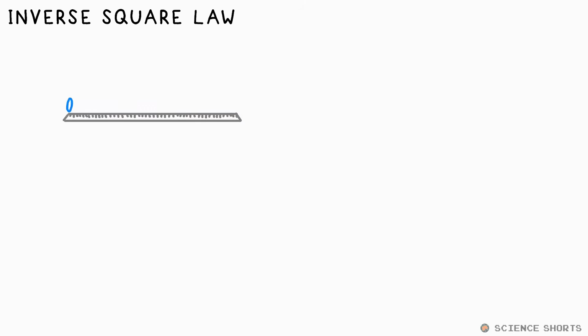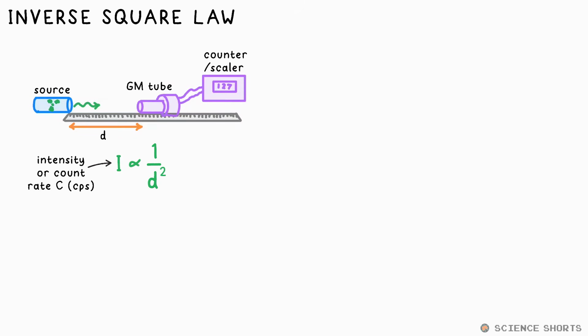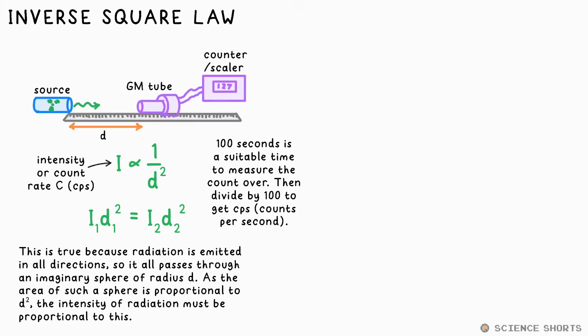As gamma radiation is emitted in all directions, it falls away inverse squarely with distance, so intensity is inversely proportional to distance squared. So we can say that I1 d1 squared equals I2 d2 squared. Intensity can also be replaced with count or count rate, the amount of radiation detected over a certain time, say a minute. Don't forget your background count, of course.